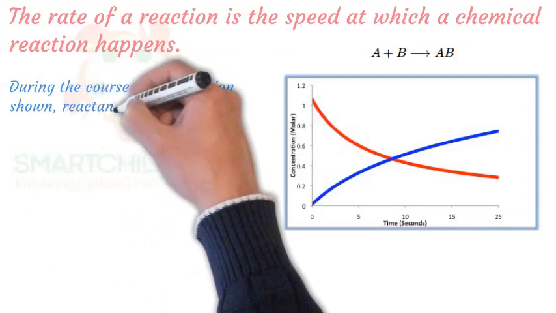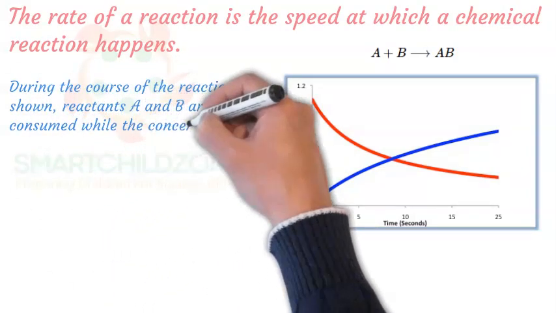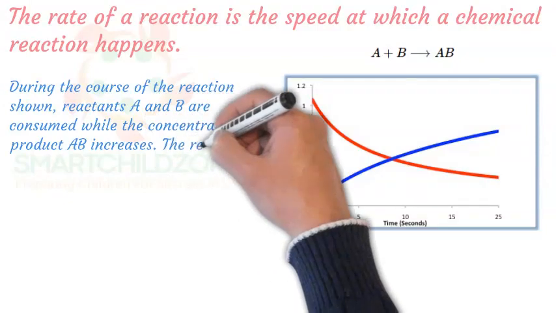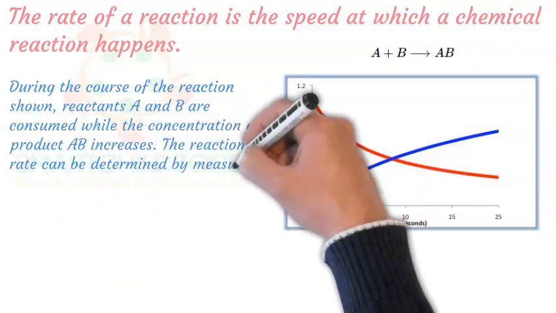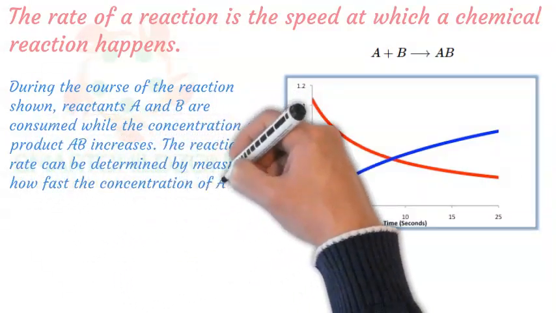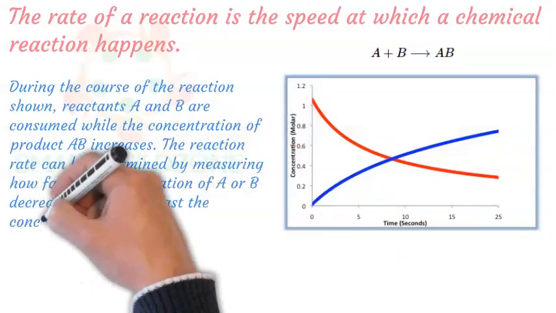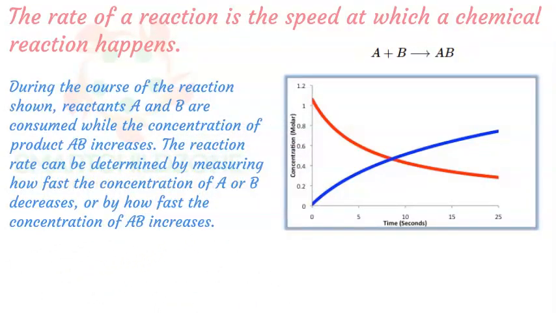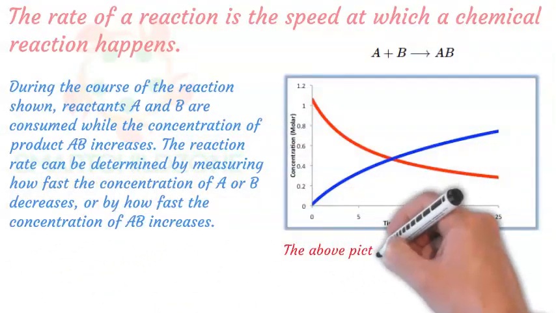During the course of the reaction shown, reactants A and B are consumed while the concentration of product AB increases. The reaction rate can be determined by measuring how fast the concentration of A or B decreases, or by how fast the concentration of AB increases.